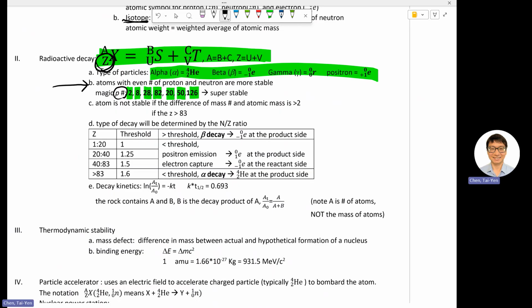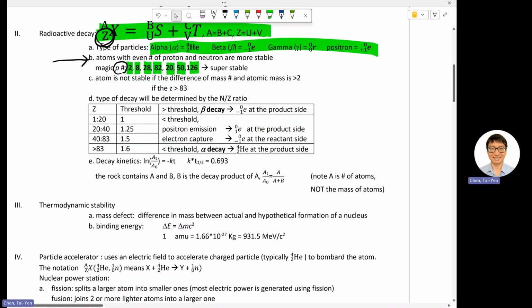I can't give you much of a reason; these are the things we have observed so far. I write them this way because it's easier to memorize: 2, 8, 28, 82 is a set, and then 20, 50, 126 is another set. Not too difficult to memorize. Every time your proton number belongs to these specific numbers, the nuclei will be stable.